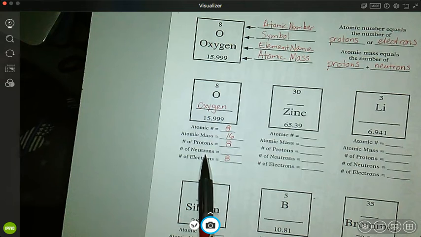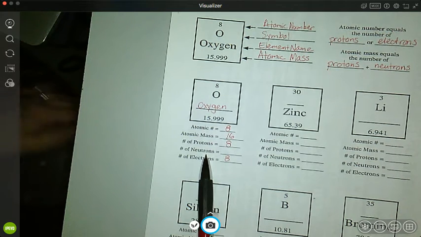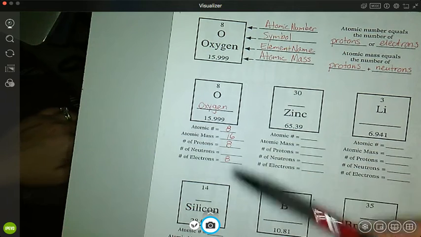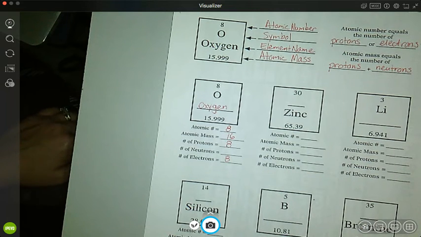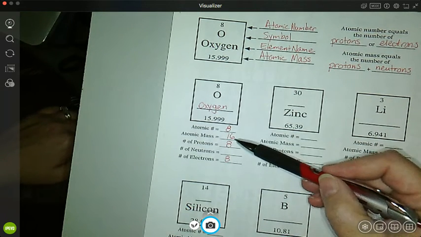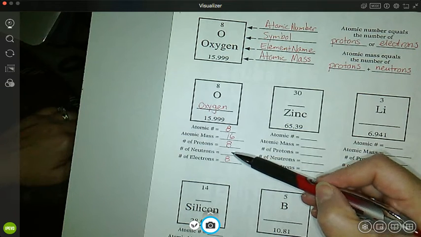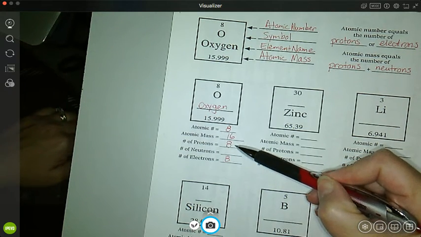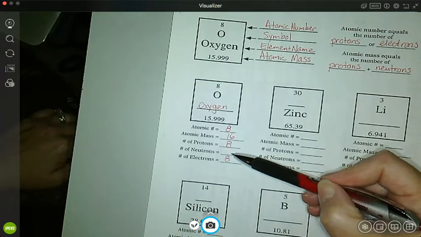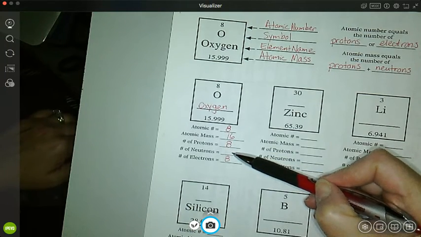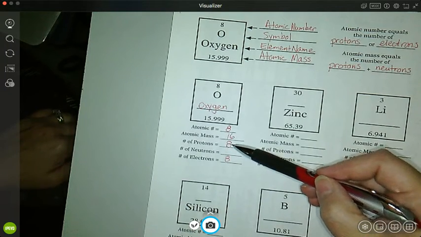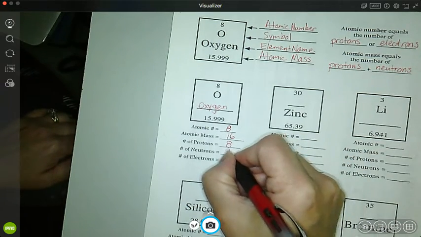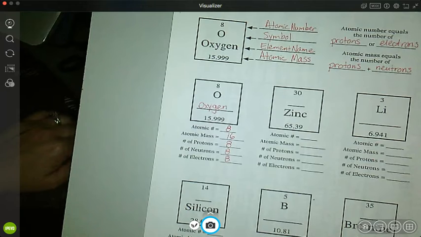Now I need to figure out my number of neutrons. So this one actually involves a little work, but I like how these are started for you guys to start to learn these. To get my number of neutrons, I need to take my atomic mass minus my number of protons, and that gives me my number of neutrons. So 16 minus 8 is, so how many neutrons do I have in this case? 8.